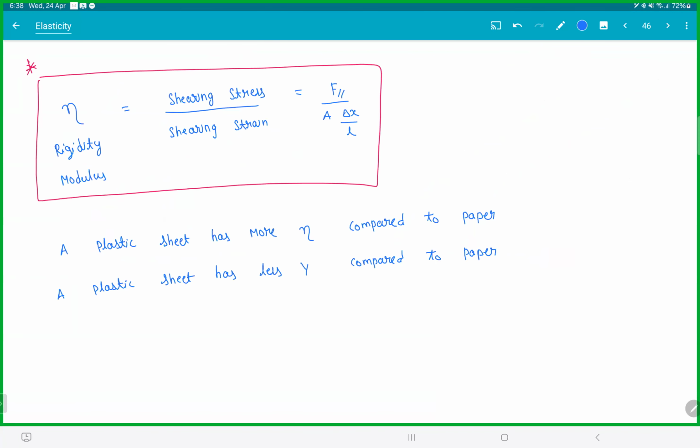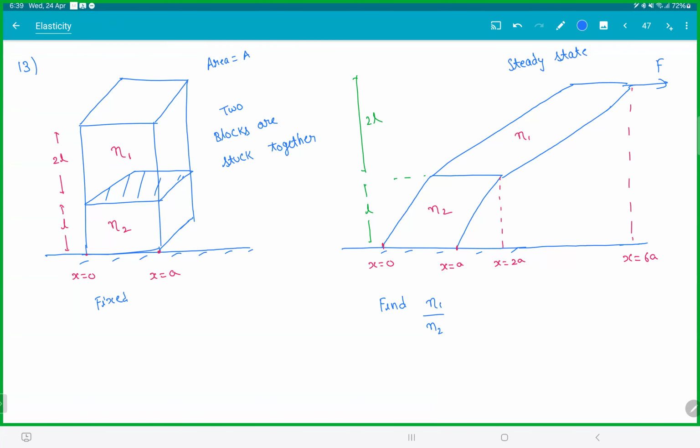Remember, this is the only formula you have: F parallel by area equals eta times delta x by L. If both were made of same material, what would have happened? It would have been like this, isn't it? The whole thing would have been a straight line. Because both are different materials, they will have different displacements horizontally. The shape became a little weird.